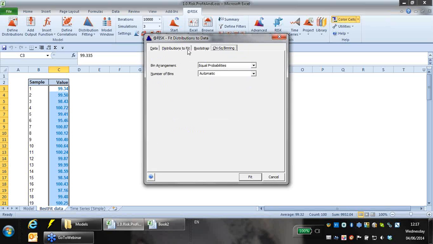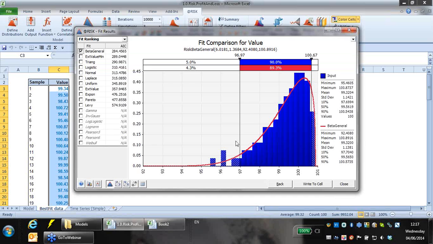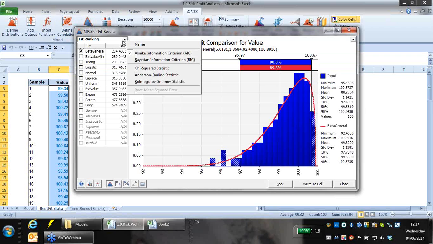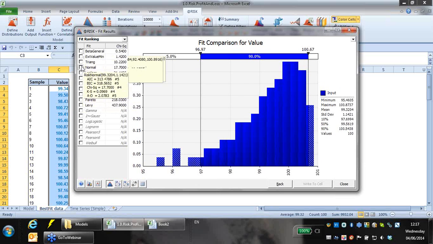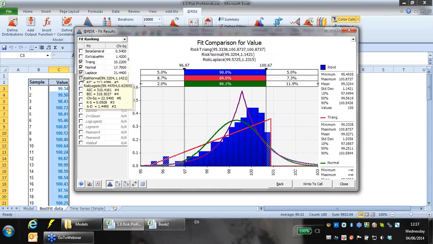I'm just going to use the defaults because I'm very pushed for time at the moment. If I just click fit, then what @RISK is telling me here is that the distribution which is the best fit for my historic data is this RiskBetaGeneral distribution. The historic data is grouped together on this graph, that blue data there, and then this red curve which has been overlaid on top is the distribution which is the best fit, this RiskBetaGeneral. Now if we go down the list here, triangle, normal, Laplace, etc.